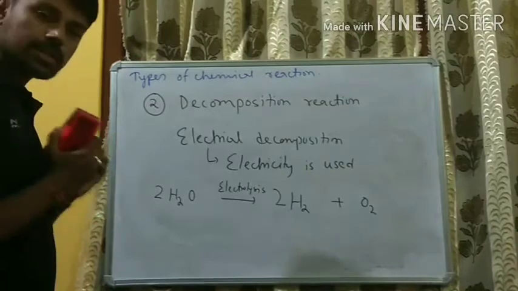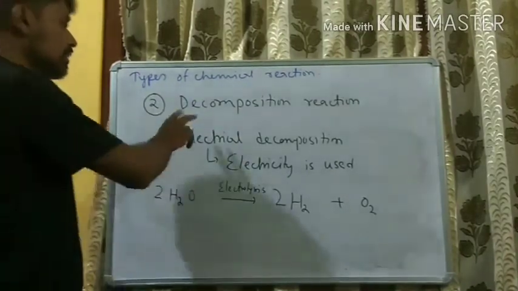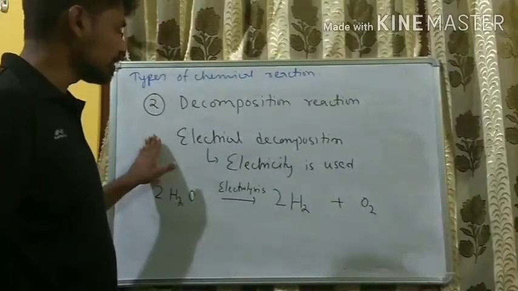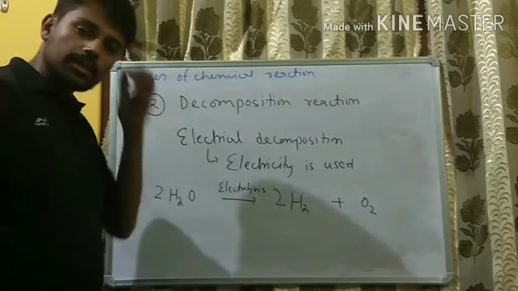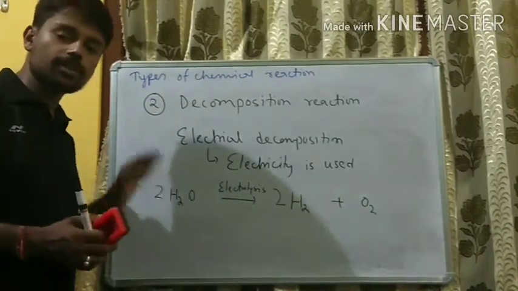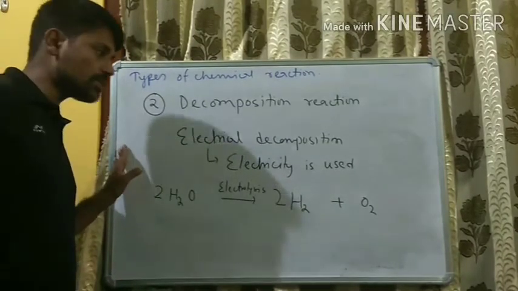Okay, so we have discussed the reaction number 2, which is decomposition reaction. There are 3 types of decomposition: thermal, photochemical and electrical. In the next video we will discuss the remaining 3 types of reaction, that is displacement, double displacement and oxidation reduction reaction.